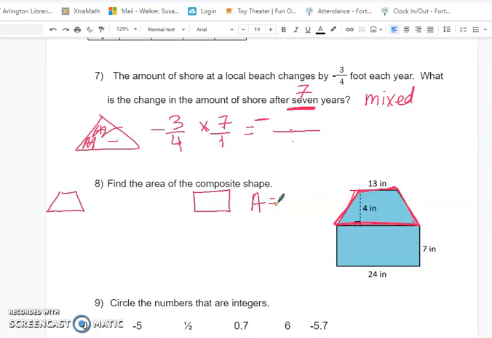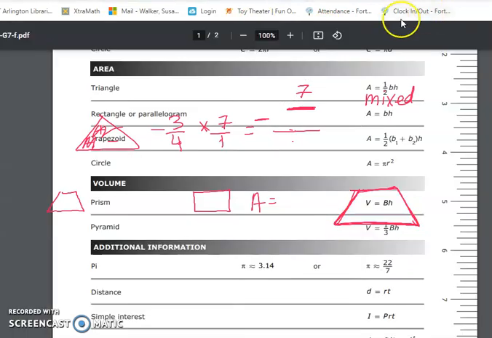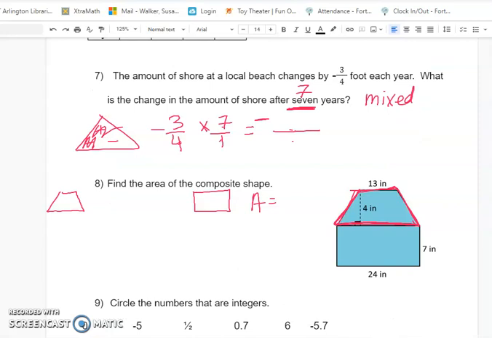Okay? So area of a trapezoid. I know it's a trapezoid because it has one set of parallel sides. Area of a trapezoid is right here. A equals half, parentheses, B1 plus B2 times H. Half, add the bases times the height. Half, add the bases times the height.